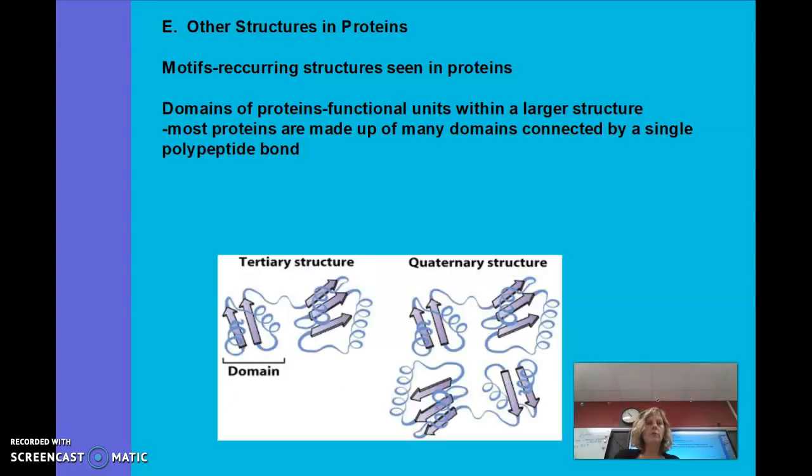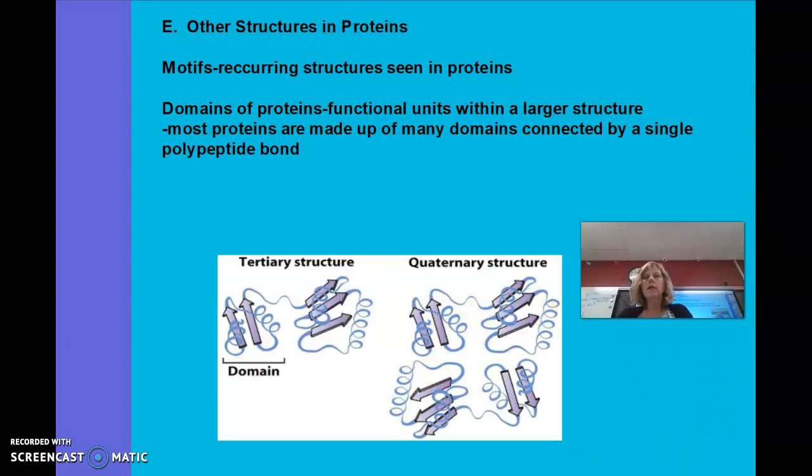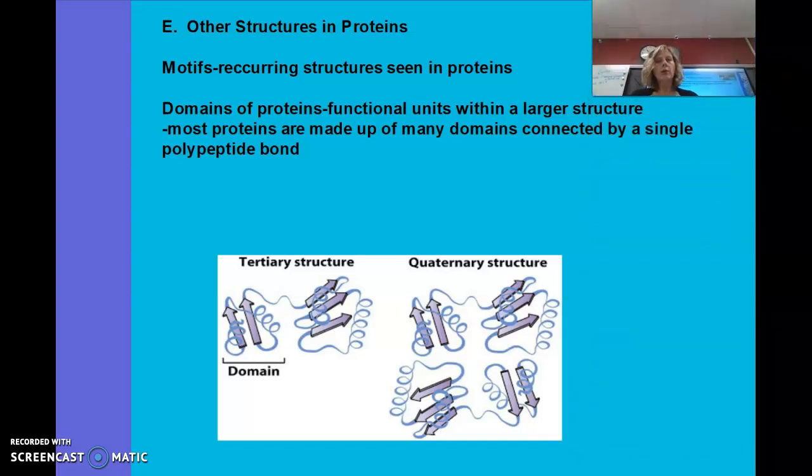So those folding rules, if you will, and processes become very, very important. Other structures that we see in proteins are something called motifs, which are recurring structures that we see over and over again, really common in proteins, and also domains. Domains of proteins are functional units that we see in lots of different proteins. So it's more complex than just that alpha helix or those beta pleated sheets that form the secondary structure. It's a lot more complex than that.